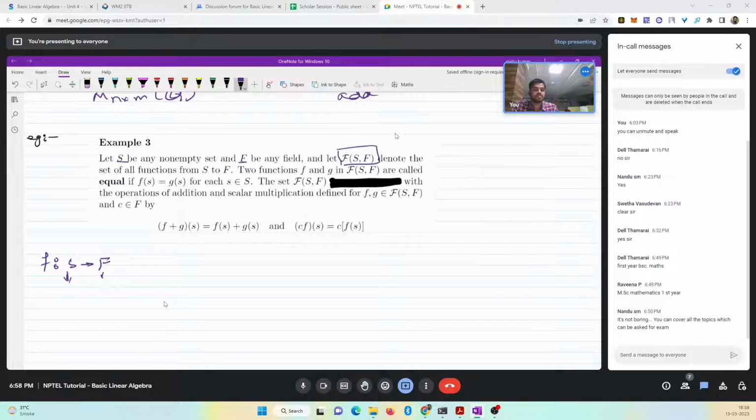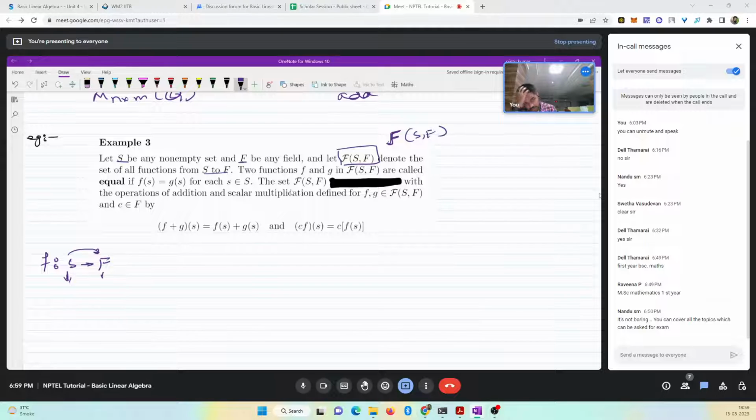this: a capital F, or italic F, S to F. This denotes the set of all functions from S to F. This is the notation that they are using over here. Two functions are called equal if they are equal at all the points in S. So when do you call two functions equal? When the values that you obtain are the same at all the points.